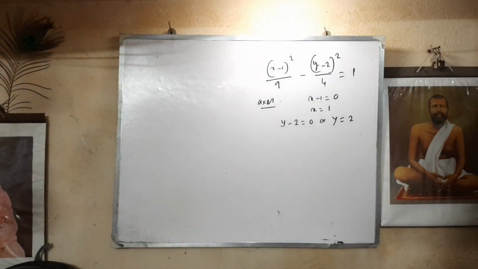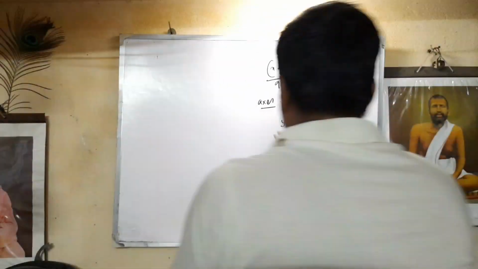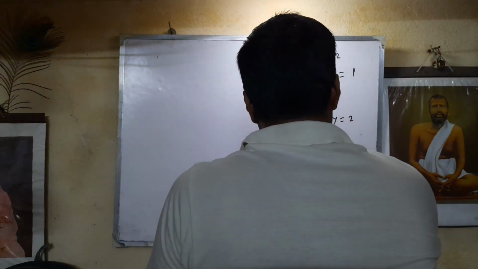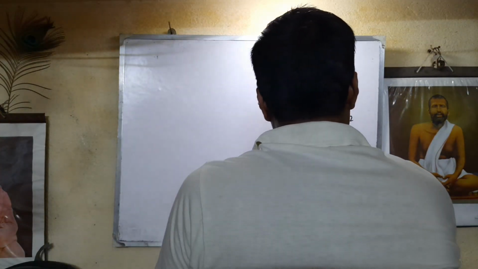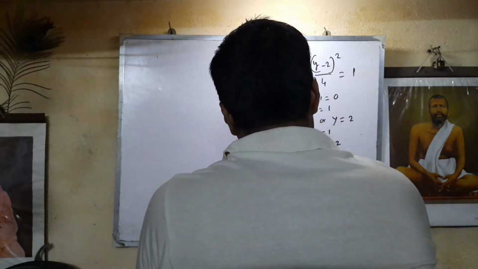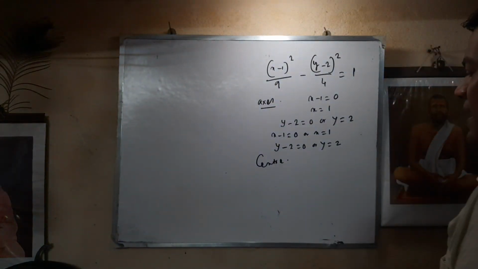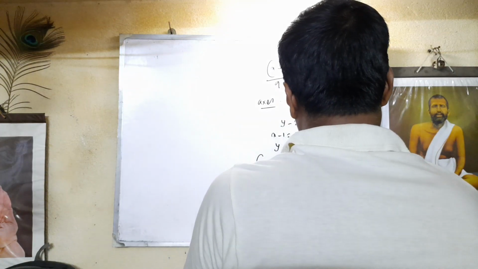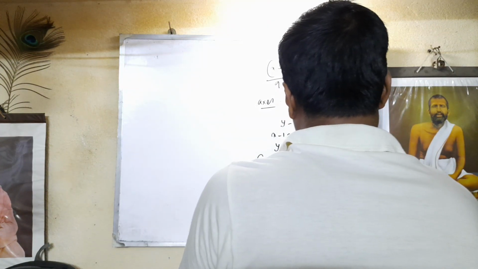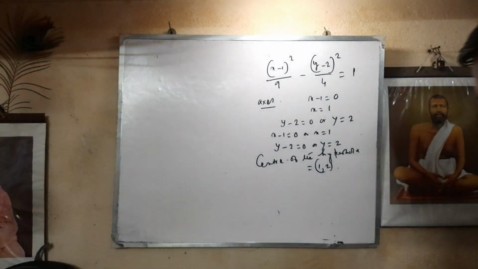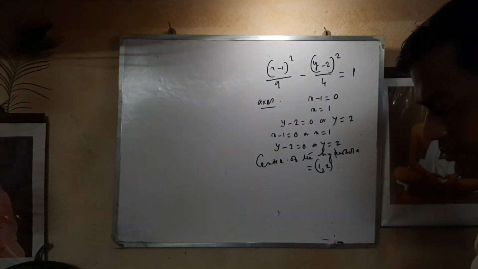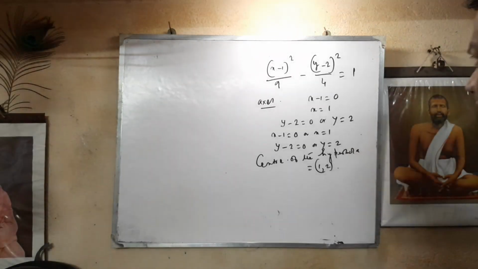And to find out the coordinates of the center of the hyperbola, we put x minus 1 equal to 0 or x equal to 1, and y minus 2 equal to 0 or y equals to 2. So the center of the hyperbola is 1, 2. Center of the hyperbola will be 1, 2. Now I have to find out its vertices.